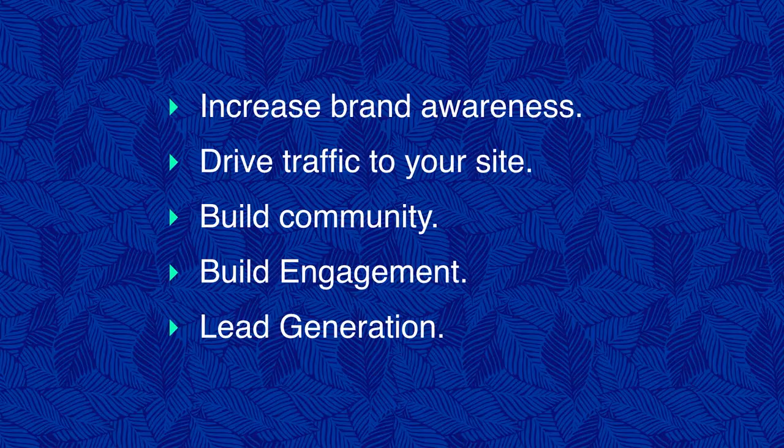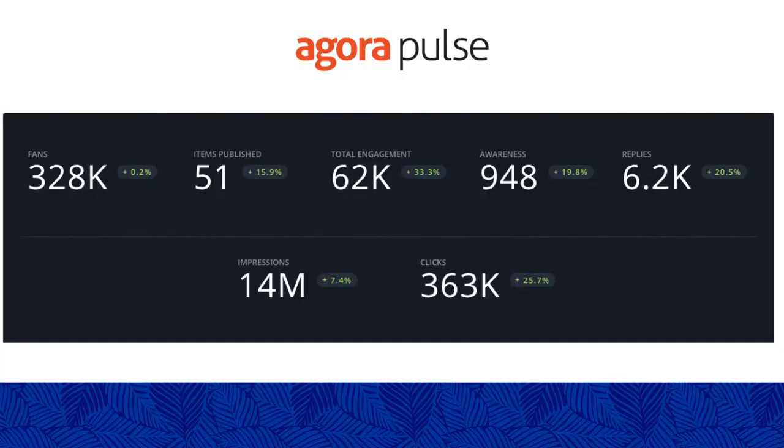A couple ways Boom tracks this is we use a tool called AgoraPulse, where we're able to see our fan growth compared to either last month, last quarter, last year, how many items we're publishing, is it more or less than the last time we checked, our overall engagement, our awareness, which is our people mentioning us, any replies, so we're able to track if our customer service team is responding within a timely manner, our impressions, so how many people are seeing our posts, and how many clicks our posts are getting. Is it going up or down throughout the month or the quarter or whenever the last time we checked was.